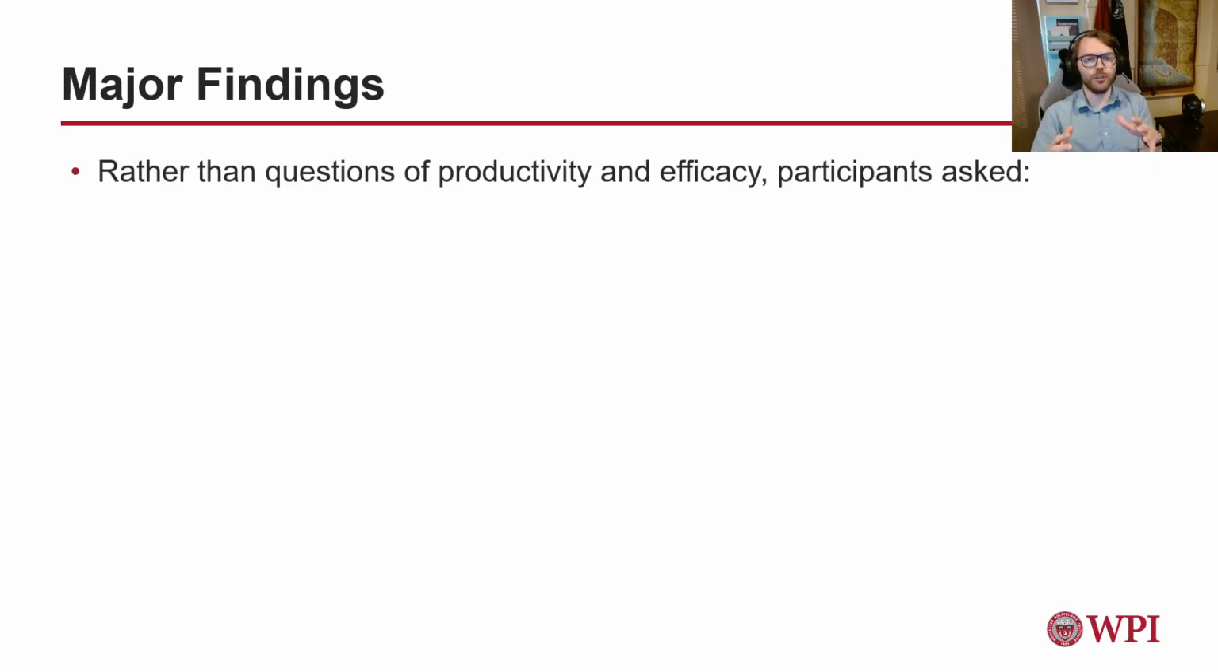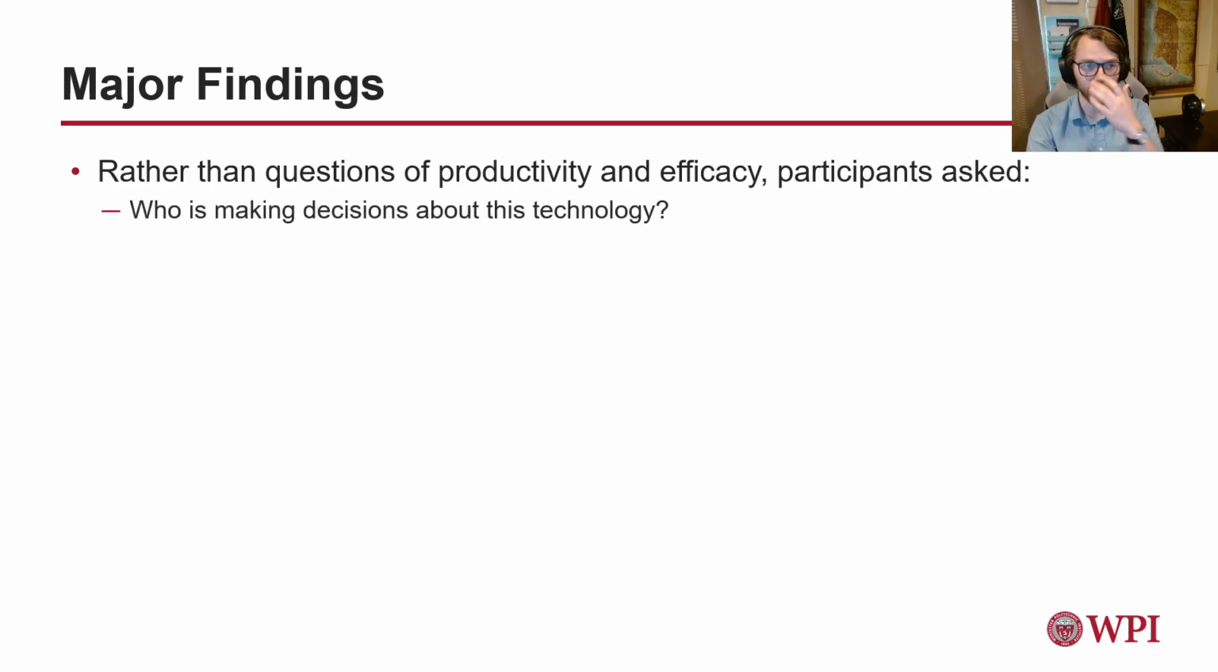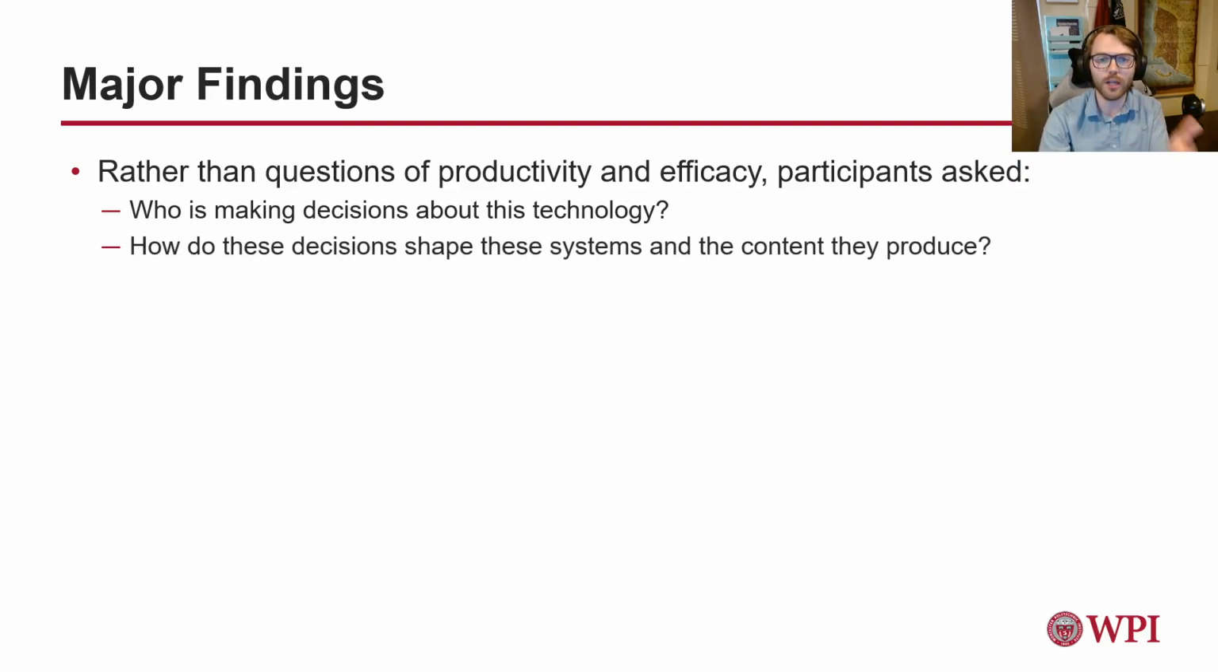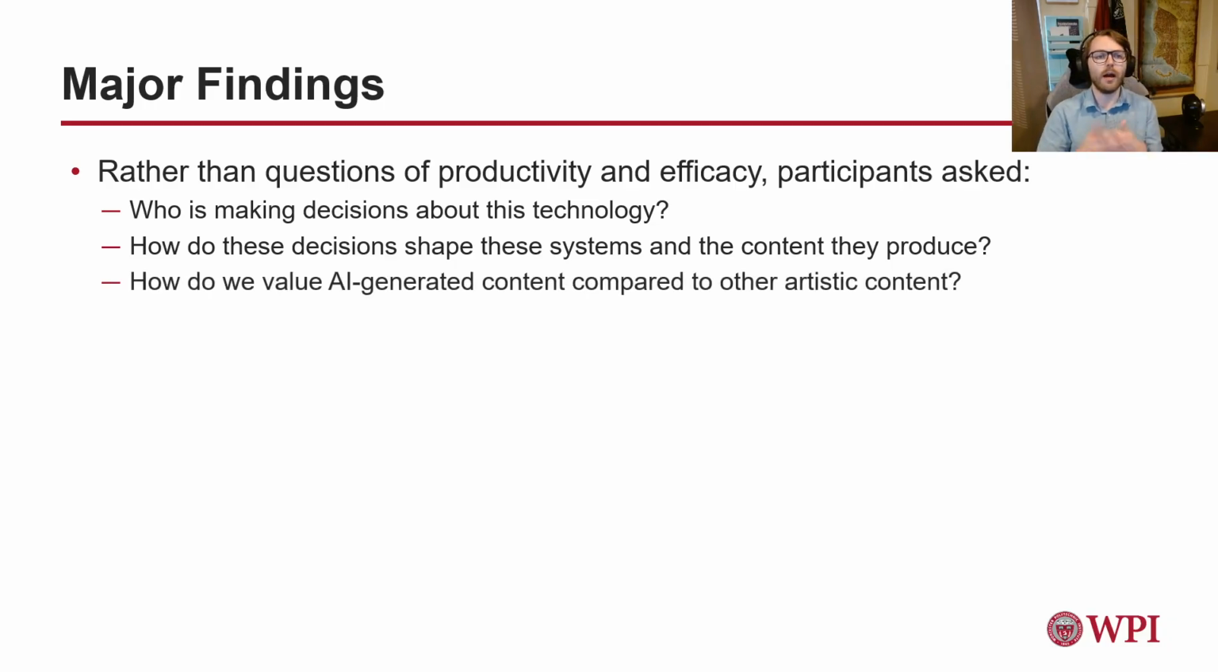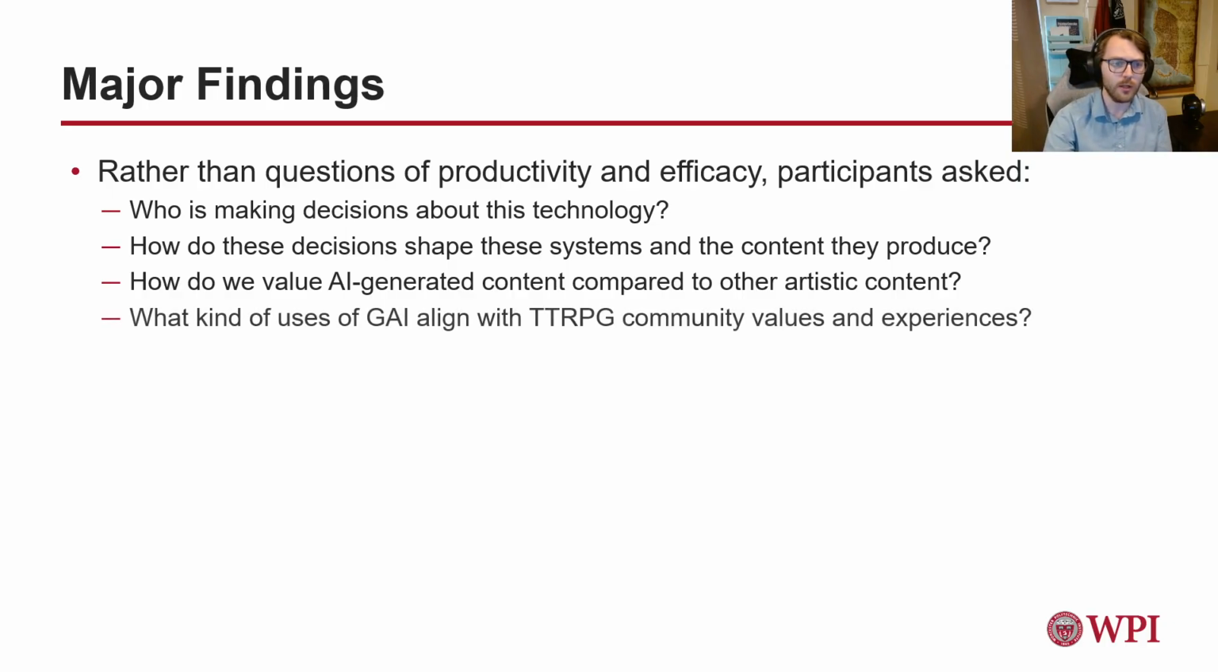Some of the major findings: rather than those questions of productivity and efficacy found in some of the more corporate or workplace-centered studies, our participants were asking questions like, who's making decisions about this technology, like LLMs and ChatGPT? How do these decisions shape the systems that are made and the content that they produce? And how do we value AI-generated content compared to other artistic content? As well as, what kind of uses of generative AI align with the tabletop role-playing game community values and experiences?